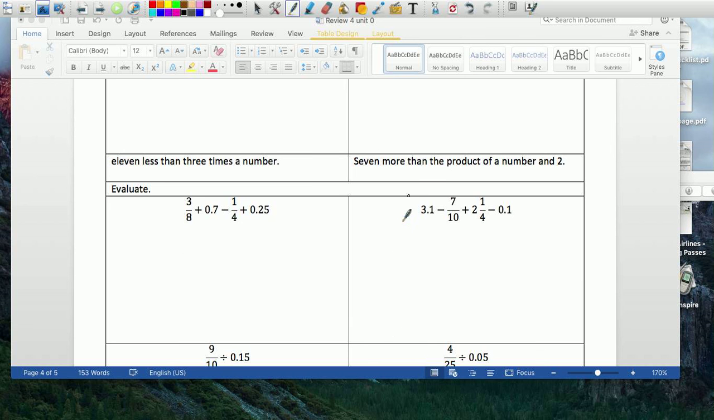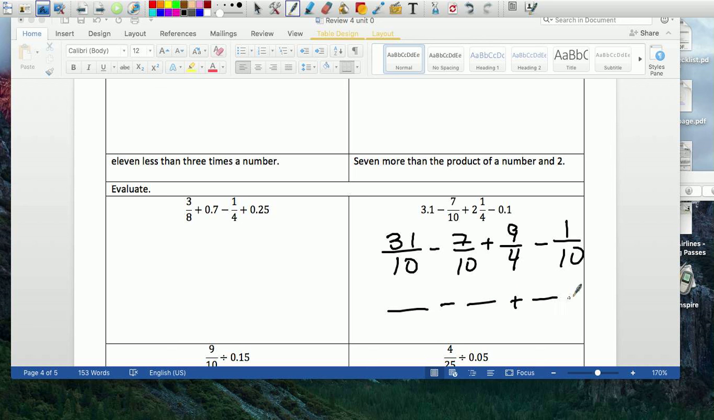Next one. Ooh, messy. So 31 over 10, I'm going to change that to a fraction. Minus 7 over 10, so that's nice. Plus 4 times 2 is 8, plus 1, 9 over 4, so I changed that to an improper fraction. Minus 0.1, which is 1 over 10. What's the LCM here? The LCM is 20.